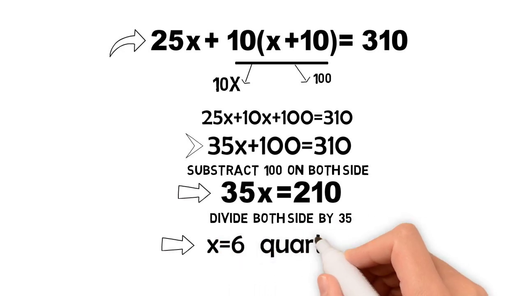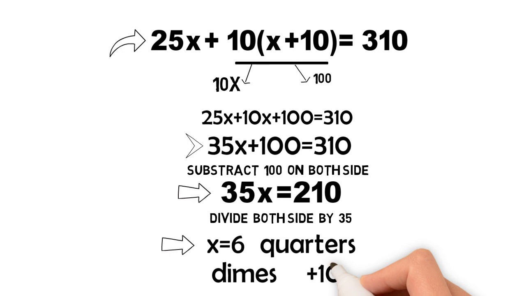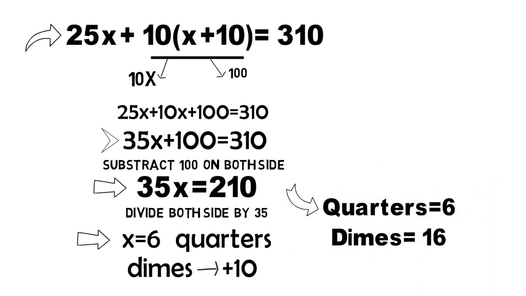So there are 6 quarters, because that's the way we originally defined x. Now, if we want to figure out how many dimes there are, we're told that there are 10 more dimes than quarters. So there are 6 quarters and 16 dimes. Let's look at another example.